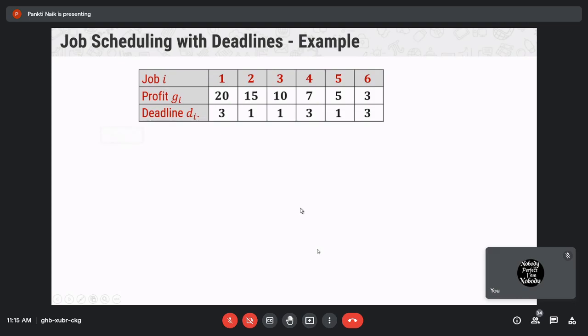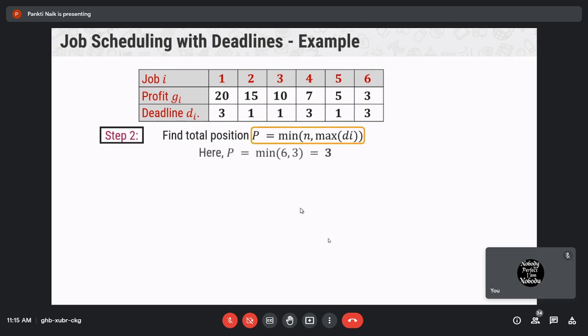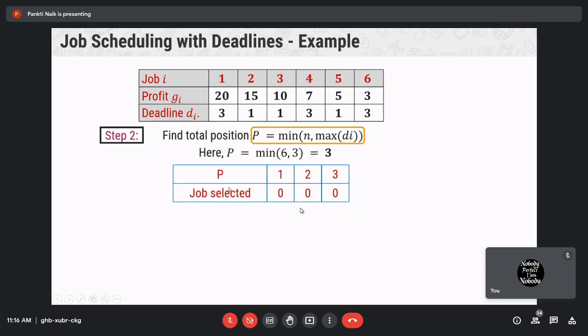Now, step number two: find the total positions P, which is equal to the minimum of n comma maximum di. Here n is equal to 6 and the maximum deadline value is 3. So the minimum of 6 comma 3 is equal to 3. So we have a total of 3 positions available, or we can say that we can select 3 jobs in our optimal schedule, or in our final solution.